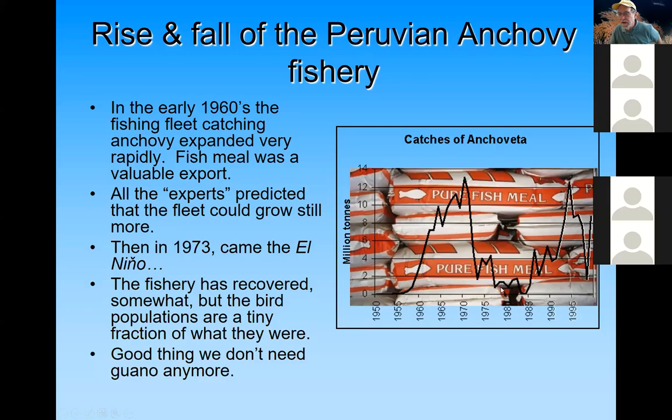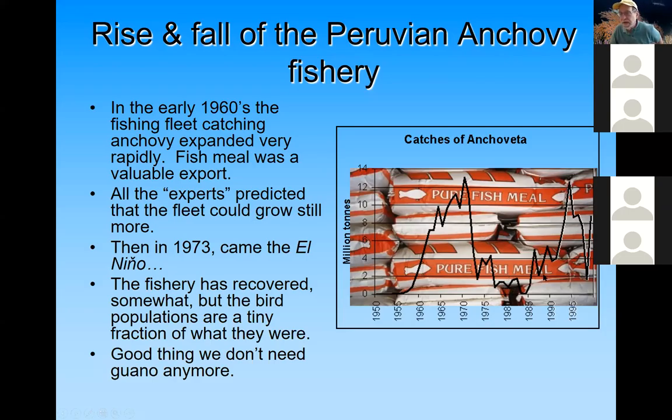There was some slight recovery, but then it went down to virtually nothing because, even after the El Nino had passed, the population had been reduced to such a small level that it took a very long time. In fact, almost two decades before the production could increase again.